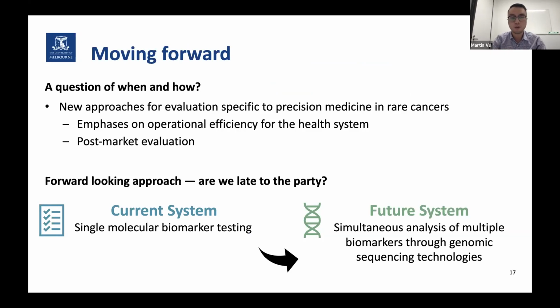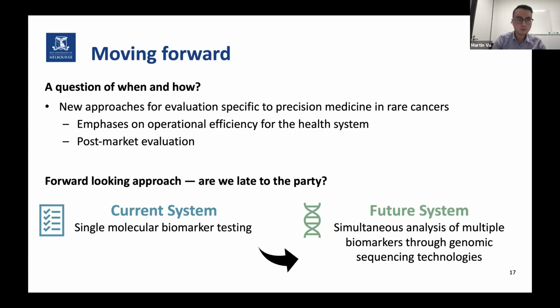And we really think that new approaches for the evaluation specific to precision medicine in rare cancers, blood cancers included, are needed, that perhaps focus more on the operational efficiency of the health system. For example, can we get to a better diagnosis faster at a cheaper cost than the current approach? As well as, if a particular intervention is shown to be effective and there's clinical utility evidence, can we just get the test available to patients and consider post-market evaluation? And different innovative solutions to improve availability here.